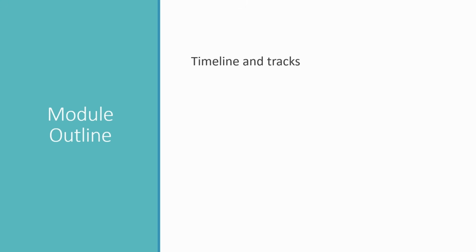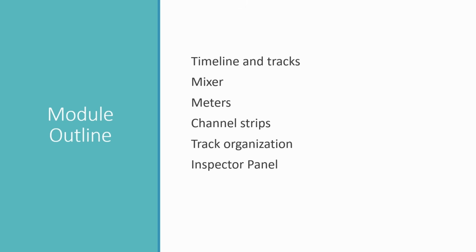In this module, we're going to be looking at the timeline and tracks area of the Fairlight user interface. We'll look at the mixer. We'll look at the meters. We'll look at the channel strips, which allow us to do things like alter channel volume and panning. We'll learn some basic track organization skills. We'll learn about the inspector panel. And we're going to look at some workflow tips and good practices that you can make use of in the Fairlight user interface.